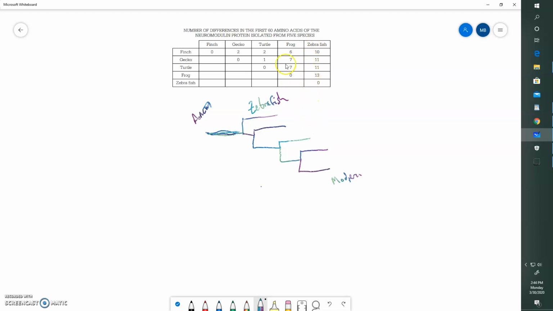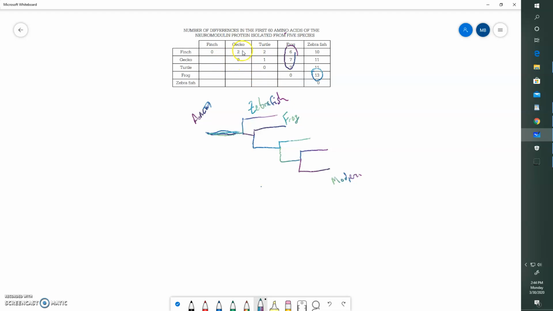The frog has 6, 7, 7, and 13. All right, so it's got the next highest number, so it's, again, least like the rest. So the frog would be in this spot, more closely related to the zebrafish. And then we look at what we got next. We have what else is least like the others.